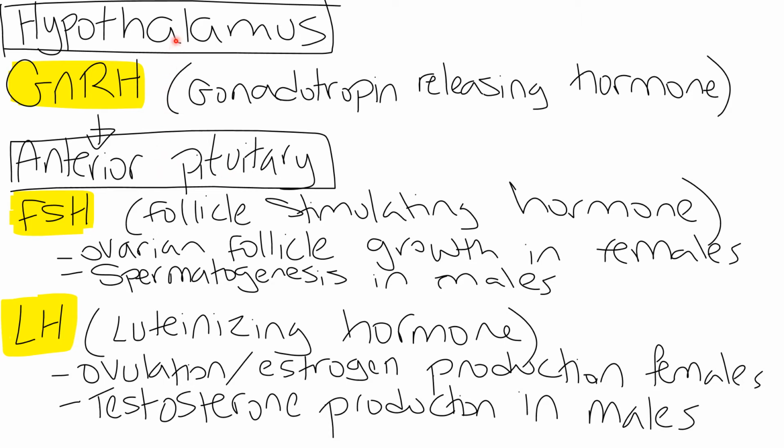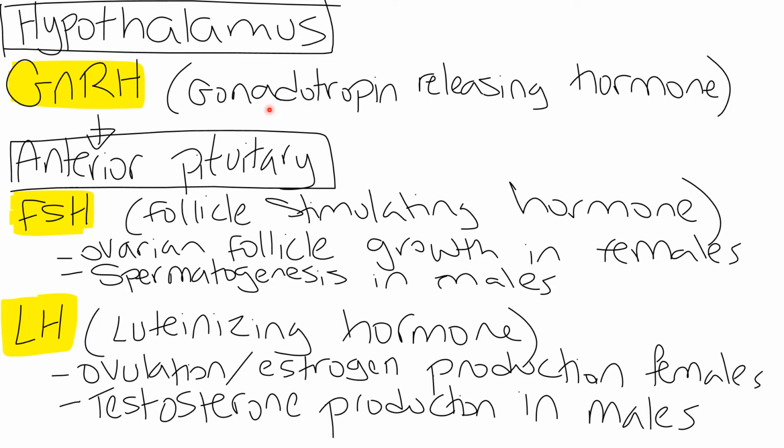So our hypothalamus produces a hormone known as GnRH, which stands for gonadotropin releasing hormone. Gonado coming from the term gonads, which are the ovaries and the testes. So the gonadotropin releasing hormone is eventually going to stimulate the gonads to release hormones and to do specific tasks.